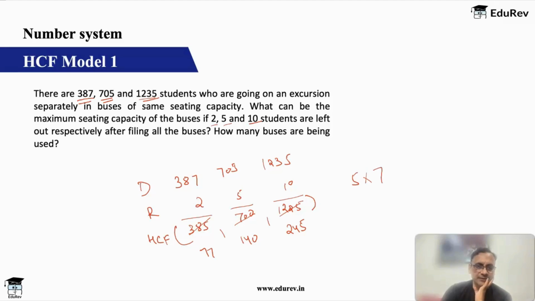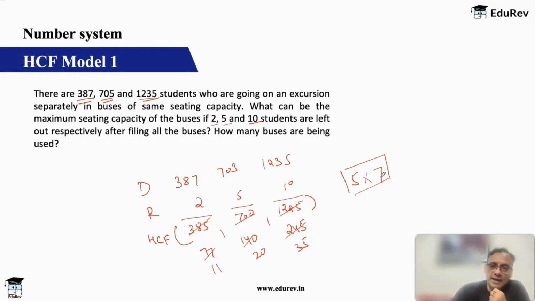If I take out 7, then this will become 11, this will become 20, and this will become 35. Now there is nothing common between them, so the HCF is 35. That means the capacity of each bus should be 35. And you can check here, 387 divided by 35 will give you a remainder of 2.